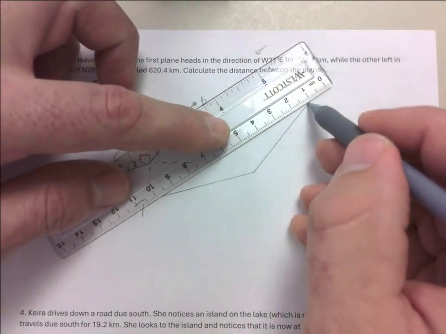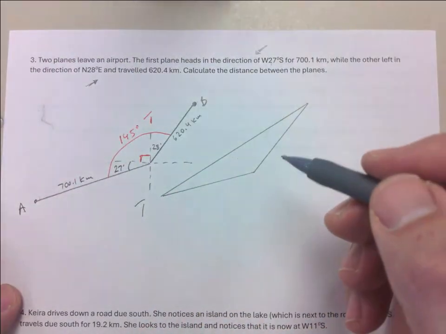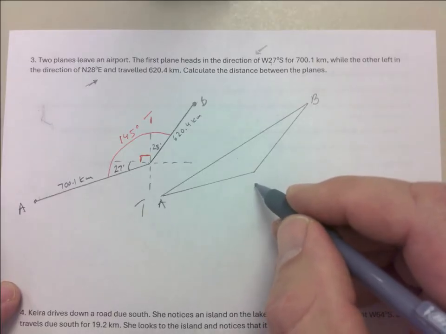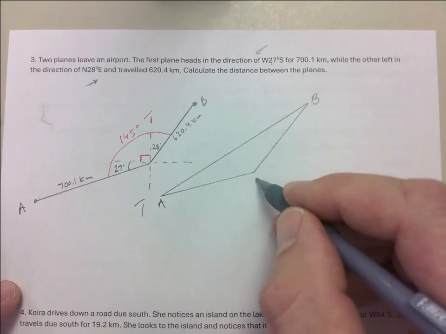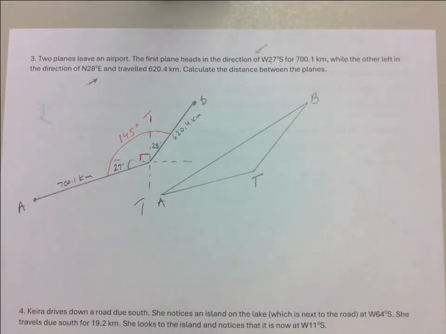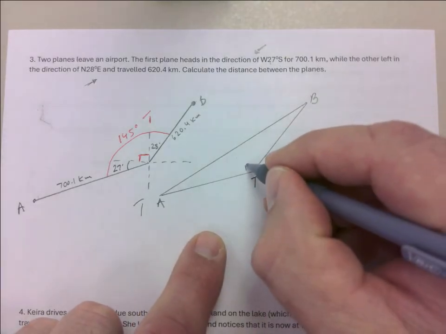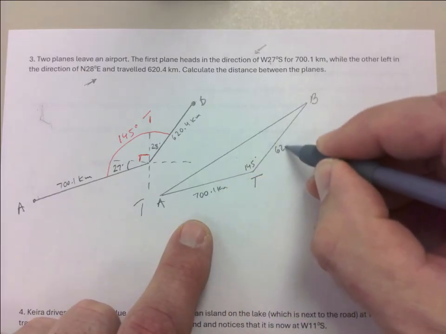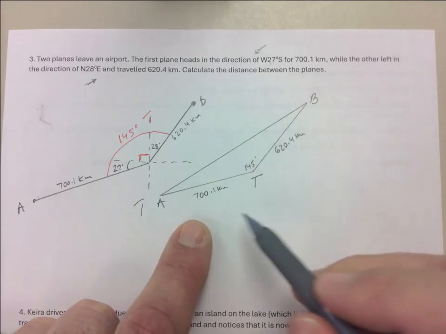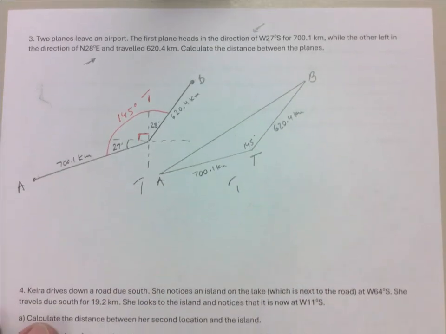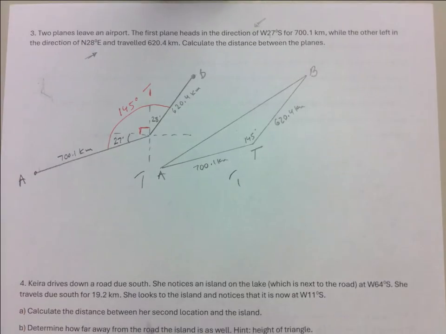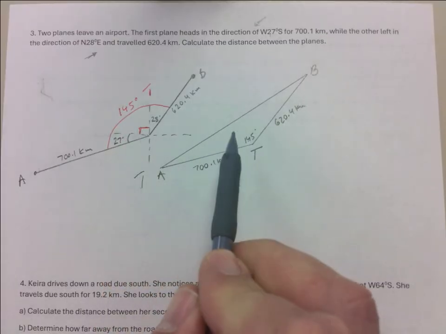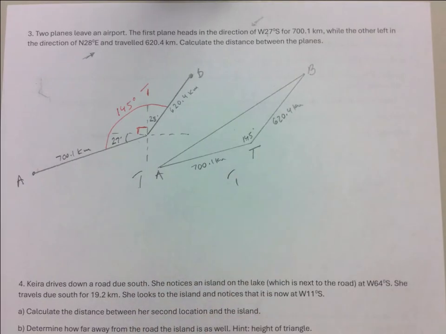Not really. Okay, don't fall for that. This is plane A. This is plane B. Airport. Tower. I'm going to call this tower for airport, the control tower. So this is 145. This is 700.1 kilometers. This is 620.4 kilometers. Okay, so you get another mark for the clean version with everything in it. And remember, 1 mark for the interpretation, 1 mark for clean, but 1 full mark for the 145. So 3 marks so far.